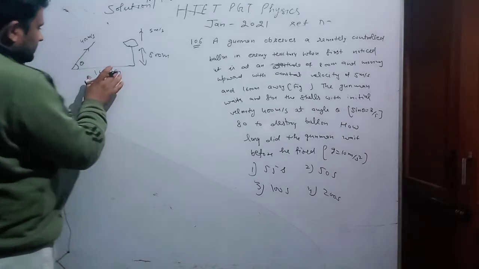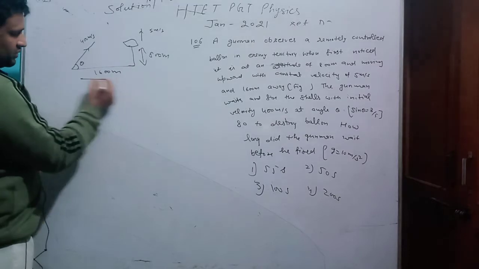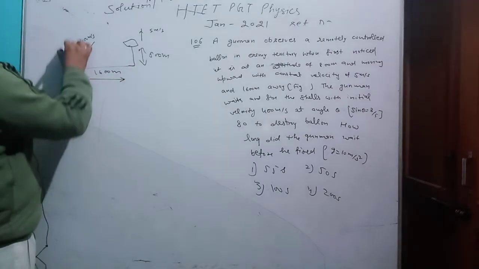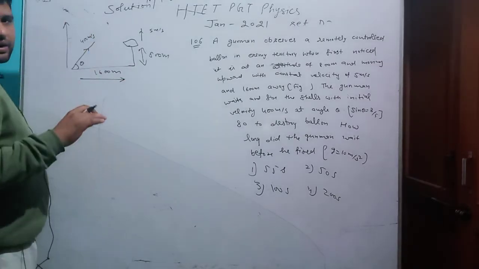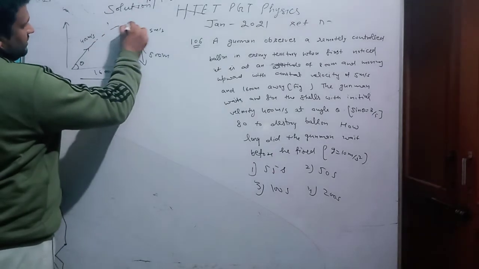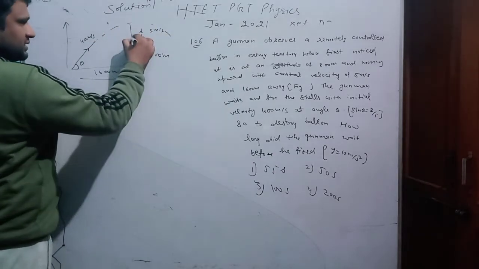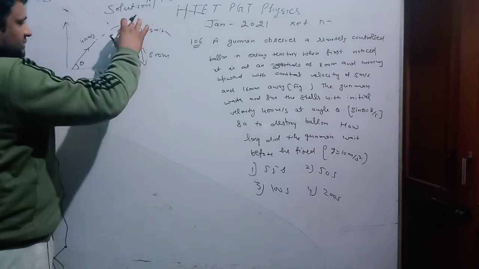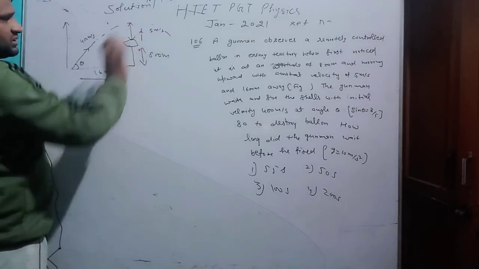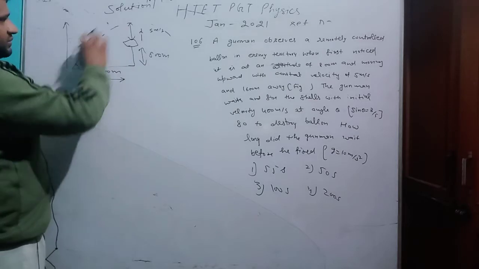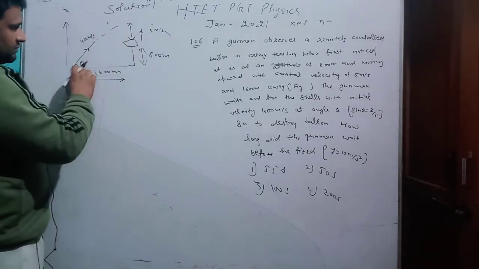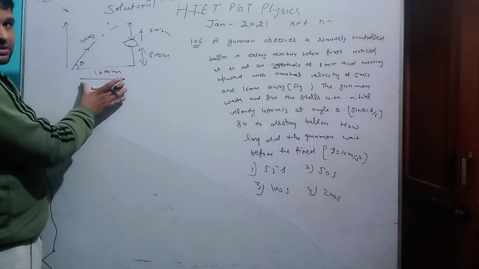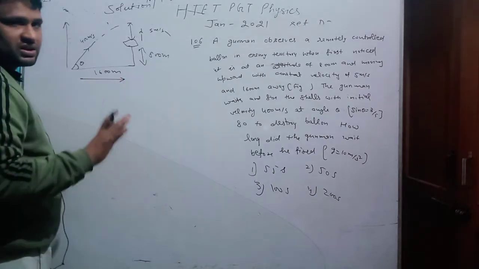So here this distance is along the horizontal direction and this is along the vertical direction, and this will be the path of the projectile. So this is the extra distance this balloon should travel in the same time it takes the shot to travel from the fire point to here. Horizontal and vertical motions are independent of each other.